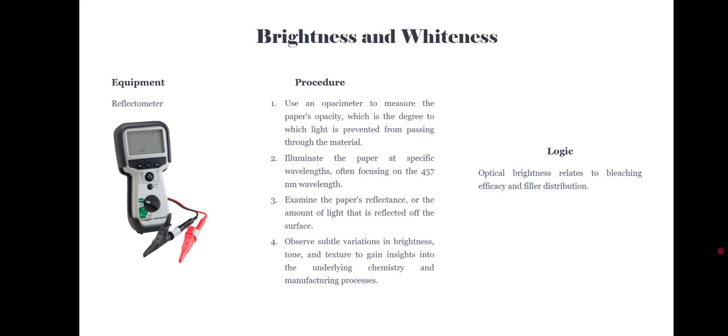In this procedure, we use an opacimeter to measure the paper's opacity, which is the degree to which light is prevented from passing through the material. As I told earlier, it has a wavelength of 457 nanometers. Then examine the paper's reflectance, or the amount of light that is reflected off the surface. Observe subtle variations in brightness, tone, and texture to gain insights into the underlying chemistry and manufacturing process. The optical brightness relates to bleaching efficacy and filler distribution.